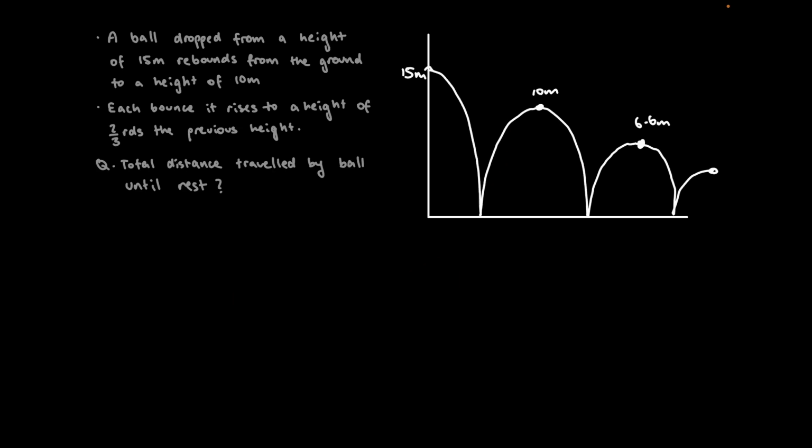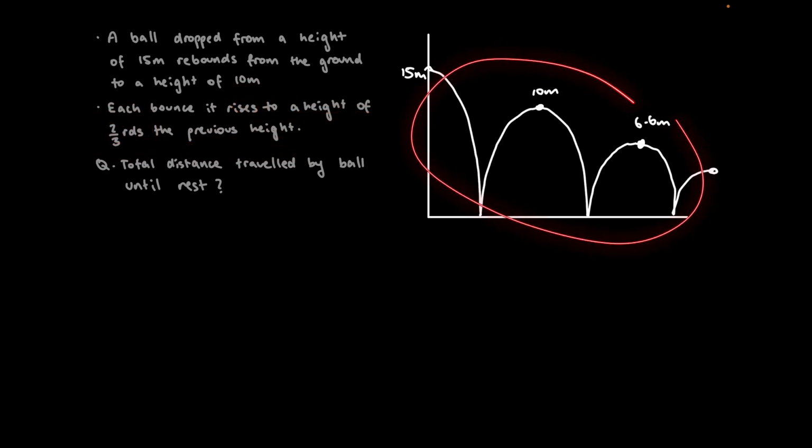Okay, this is our next question, and it's very similar to the one that I did in my geometric series video, so go have a watch of that before you watch this question here. A ball is dropped from a height of 15 meters, and it rebounds from the ground at a height of 10 meters. So in other words, it's dropped from this building and it bounces back up to a height of 10 meters. Each bounce, the height of the ball rises to a height of 2/3 the previous height.